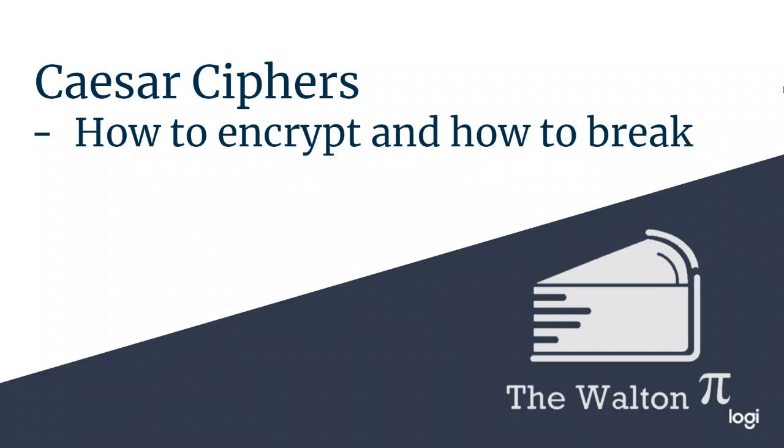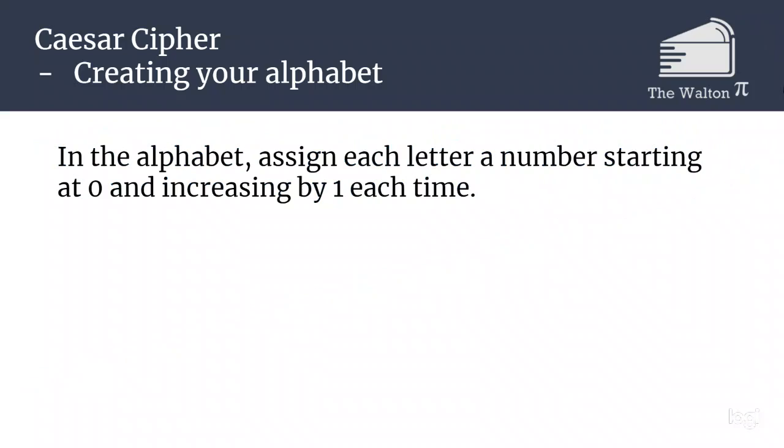Today we are going to be talking about Caesar ciphers. Caesar ciphers are one of the simpler ways to encrypt a message, and they are called Caesar ciphers because Julius Caesar reportedly would use these in his personal letters.